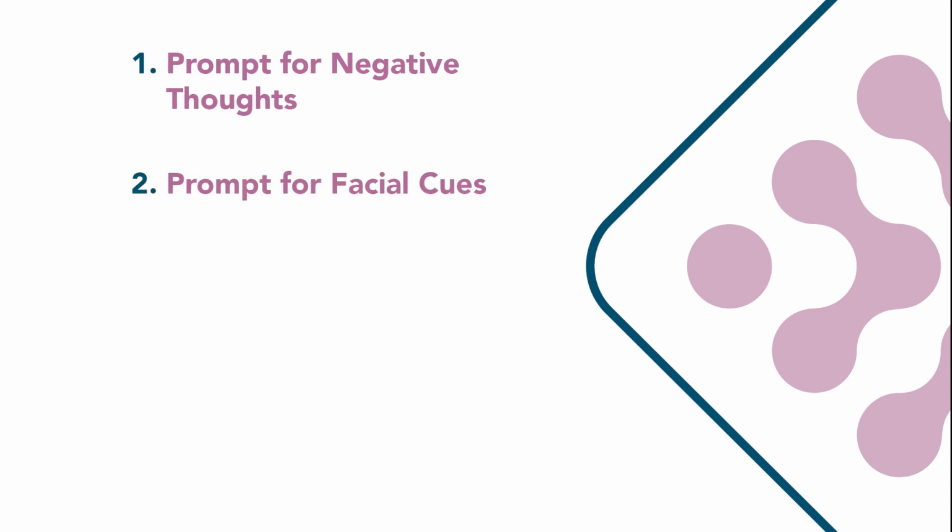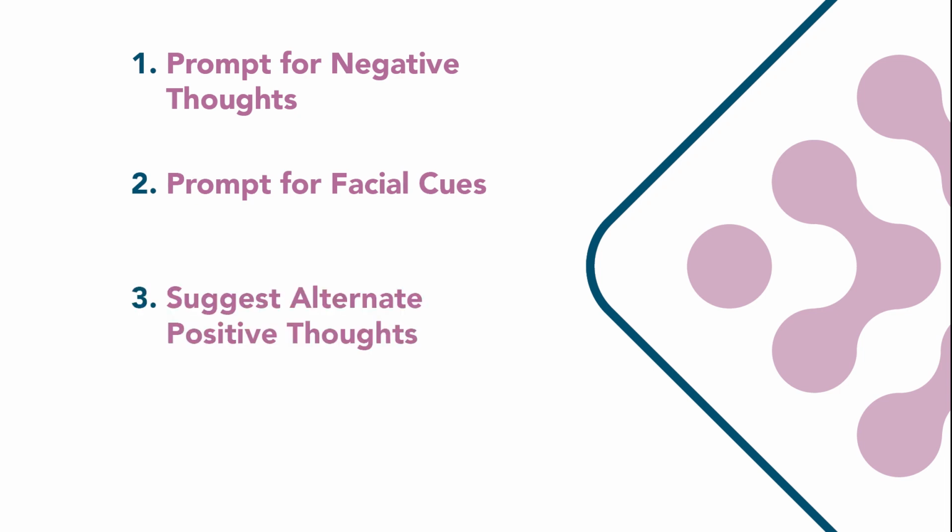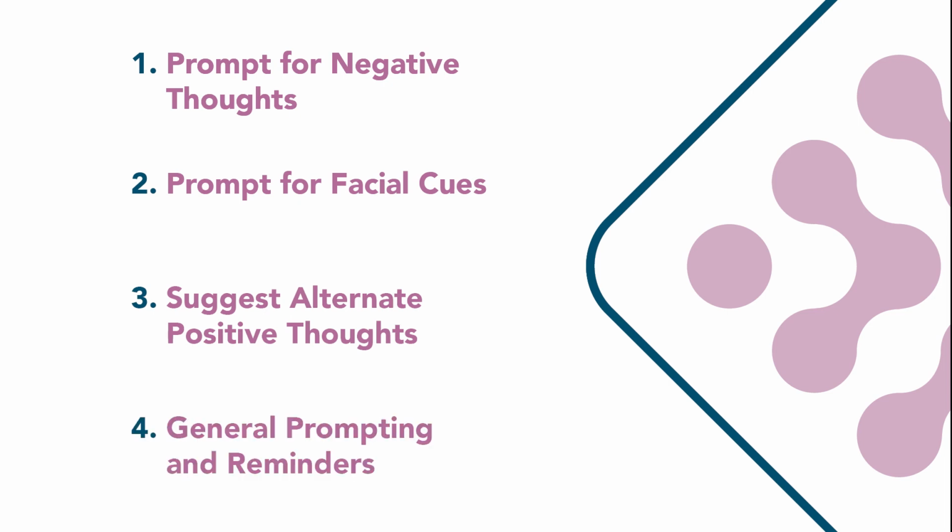Another example is the person may need prompts for each facial cue and what it means so they can choose the appropriate rating. They may also need some suggested alternate positive thoughts that have been developed in therapy. Finally, general prompting and reminders may be needed throughout the day to do homework if trying to look back at the whole day or the shift is too difficult.